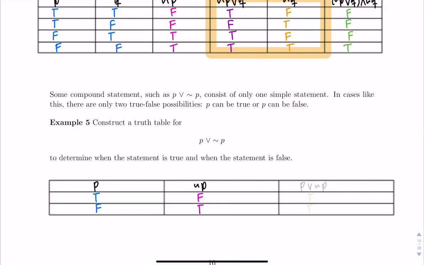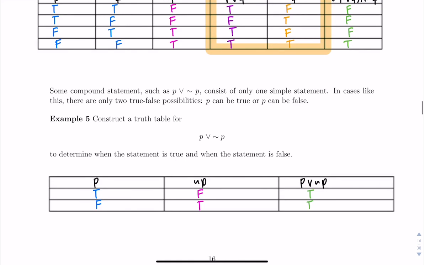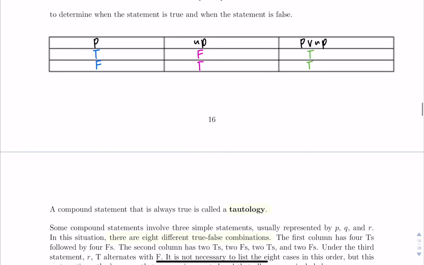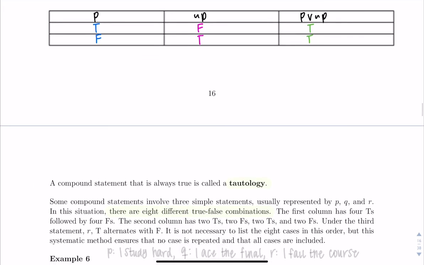The original statement is P or not P. And so that is always true as long as there is a true present, and it's false when both are false. So we have true or false, which is true, and we have false or true, which is also true. And so this is a true statement no matter what the value of P is. And so a compound statement that is always true is called a tautology.